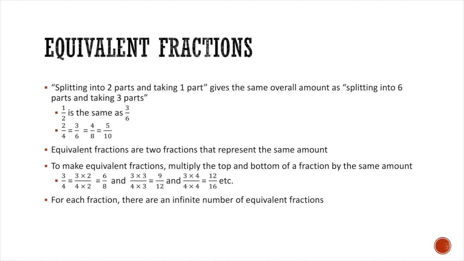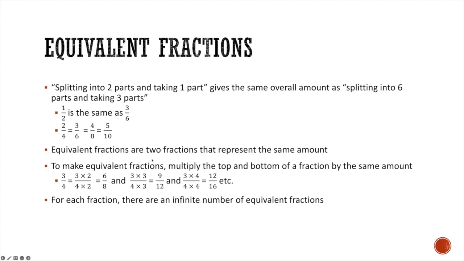Equivalent fractions. Splitting into 2 parts and taking 1 part gives the same overall amount as splitting into 6 parts and taking 3 parts. Half is the same as 3 over 6. Otherwise, we can write equivalent fractions like this: 2 over 4, 3 over 6, 4 over 8, 5 over 10. See, these are all equivalent fractions of half. We can simplify this and get the answer as half.